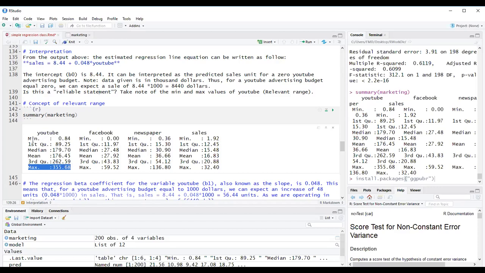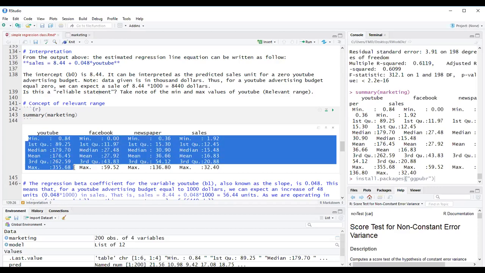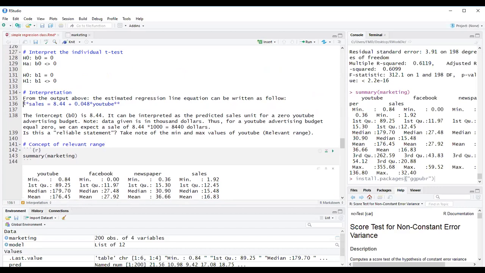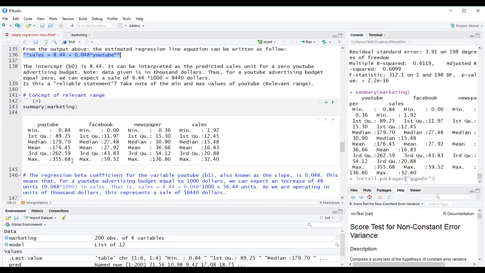In other words, guys, you can only use your model when your value of X or YouTube is within the minimum and the maximum. Or it can be outside, but it's close, very close to your minimum or your maximum. When the value of X is way beyond this minimum and maximum, then you're not certain about your prediction. Because take note of the concept of relevant range. We came up with this model, this model of your intercept and your slope for YouTube within the relevant range, 0.84 and 355.68.